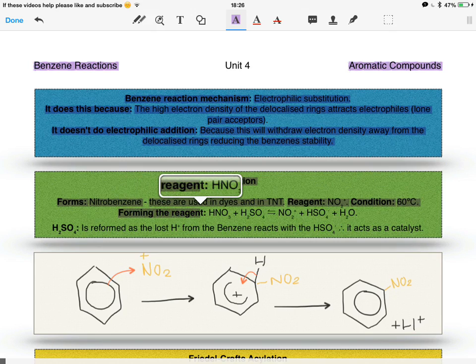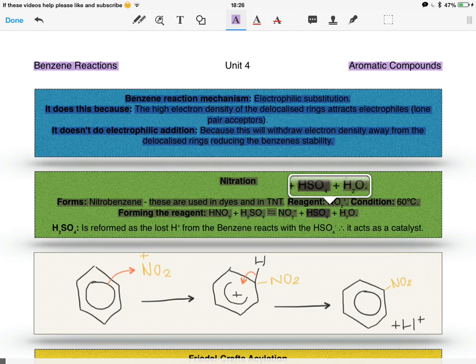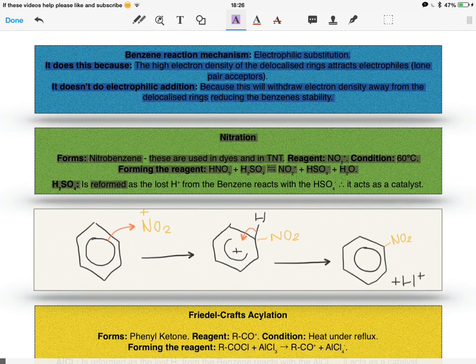To form the reagent, unfortunately we need to know one of these equations, but it's not that hard. We just react the nitric acid with sulfuric acid in a reversible reaction to form nitronium NO2+, hydrogen sulfate, and water. Just make sure that you realise that there's actually a minus charge there. So sulfuric acid in this reaction is reformed, and instead of just reading this out to you, I'll explain the reaction and show you at the end.